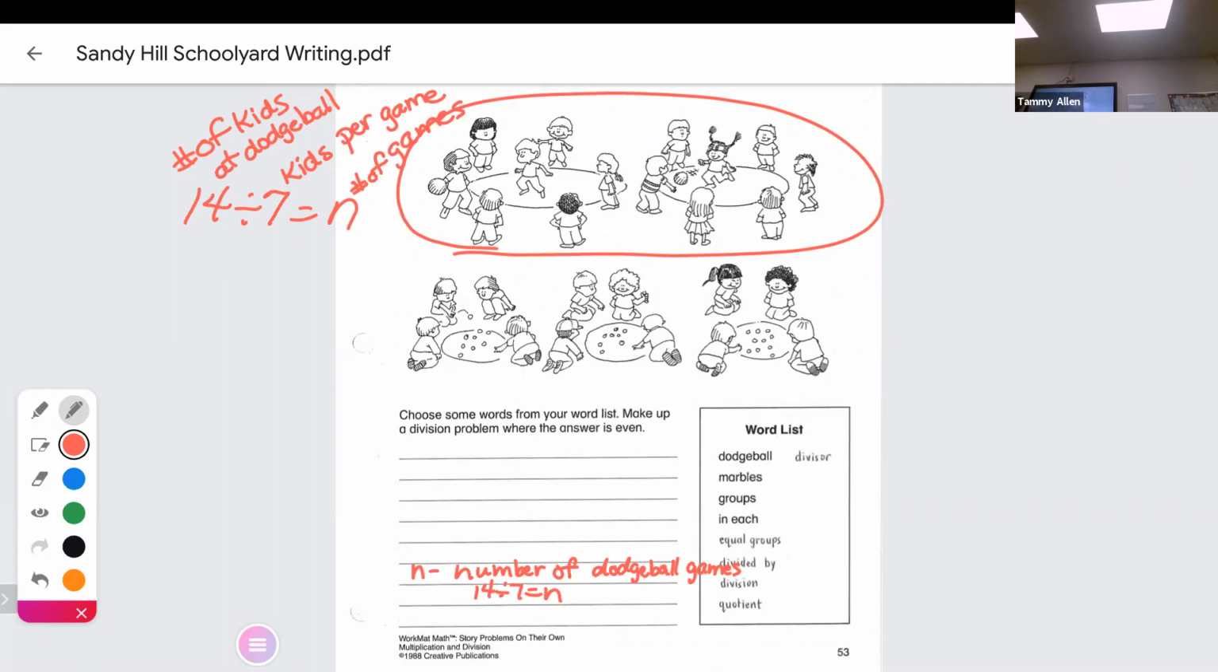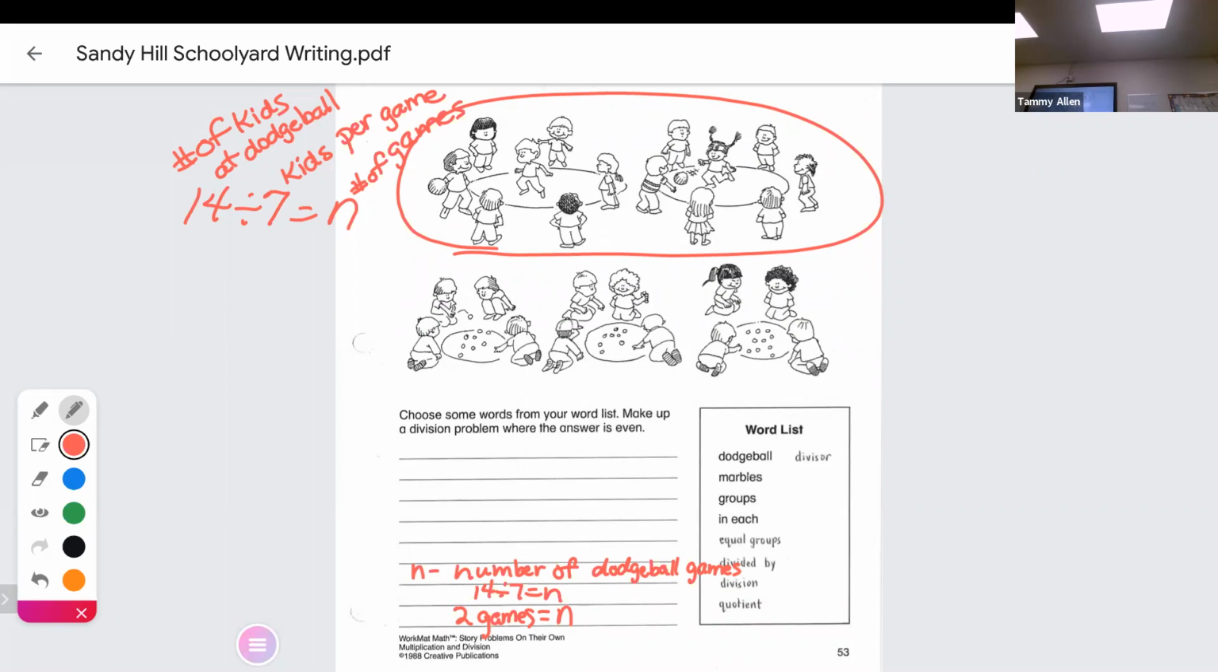Our last line, we need to give a solution. N has a value of what? 2. And we need a label with that. 2 games. Questions on any part of that?